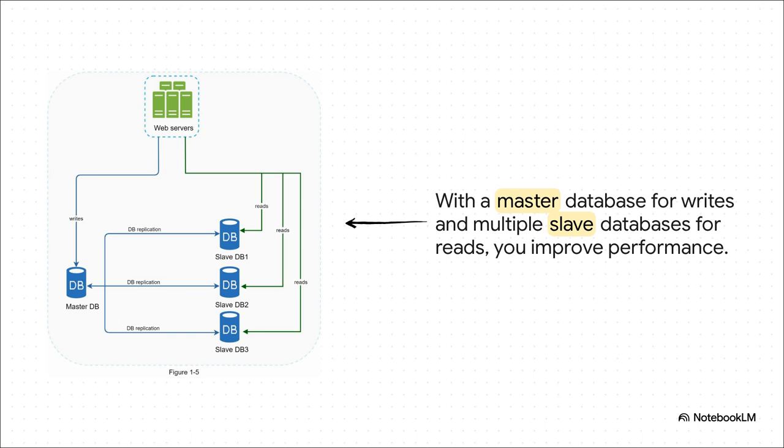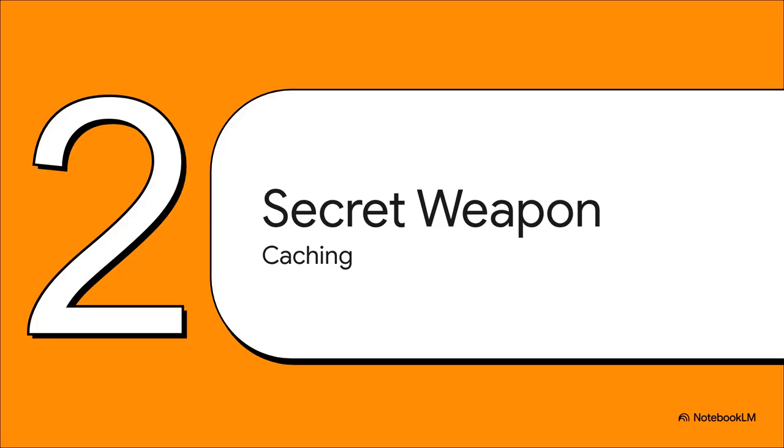Now, why is this so smart? Because most apps do way more reading of data than writing. So we can spread that massive read load across all those slave databases. This not only boosts our performance like crazy, but it also gives us multiple backup copies of our data. Pretty cool, right? So our system is definitely getting more robust, more reliable, but to get the kind of speed we need for millions of users, we need a secret weapon. There's a technique that just completely changes the entire performance game.